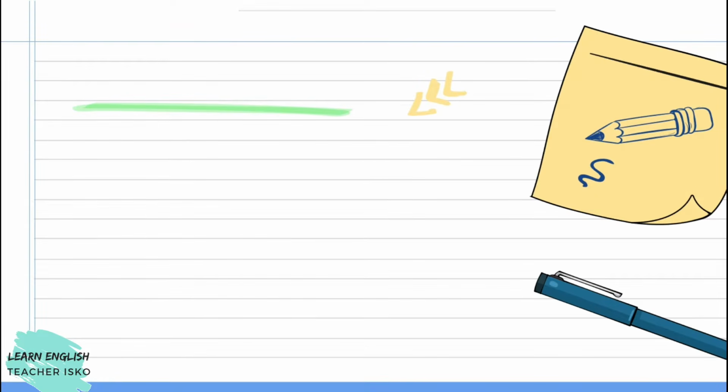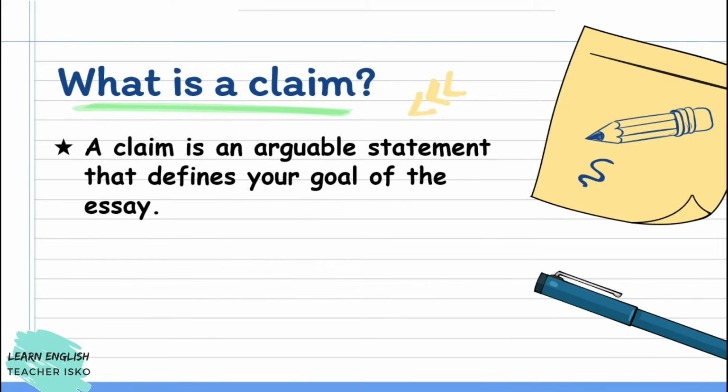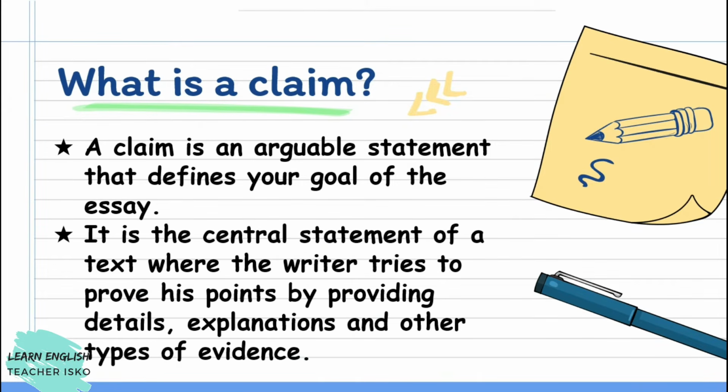Let us first talk about the meaning of a claim. A claim is an arguable statement that defines your goal of the essay. It is also the central statement of a text where the writer tries to prove his point by providing details, explanations, and other types of evidence. In the simplest terms, claims are the pieces of evidence that writers and speakers use to prove their point. On the next slide, we will have some examples of claims.